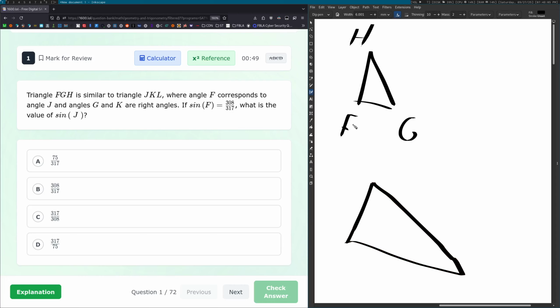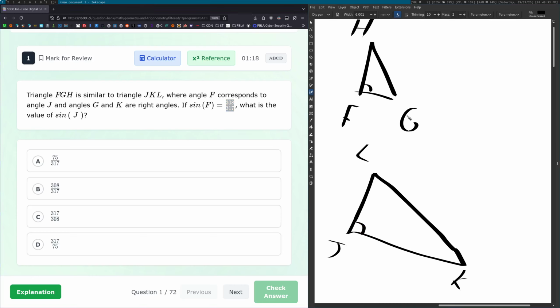Okay, another thing to notice here is that when you make a similar figure, you have to follow the order you did here. So here I went kind of to the right and then back up. We have to follow that same order with the letters so that they correspond. JKL. Okay, we've got some ratio here. Sine of this is equal to that. And what is sine of J?